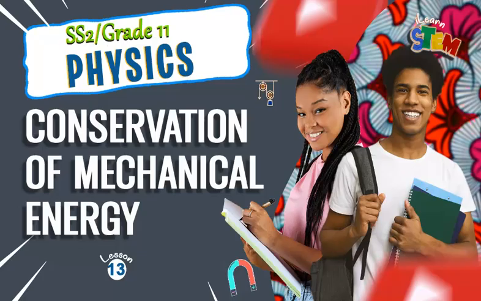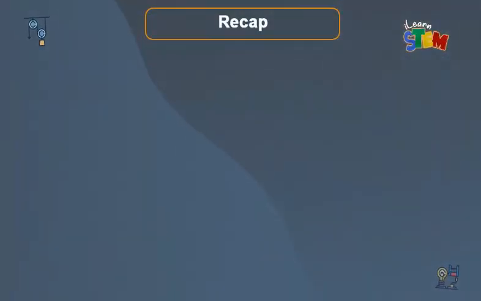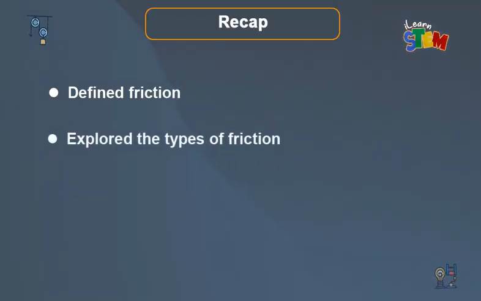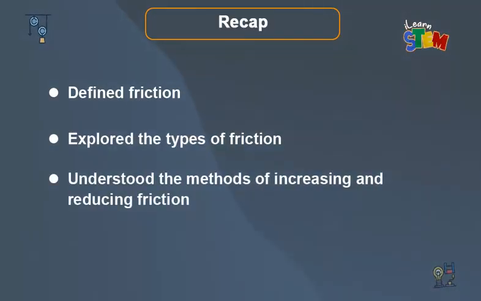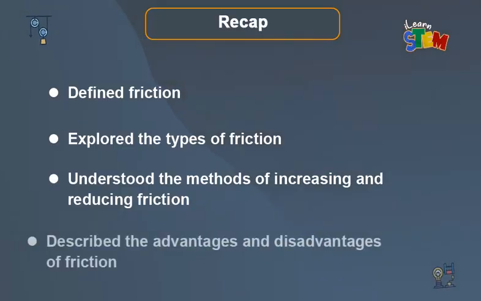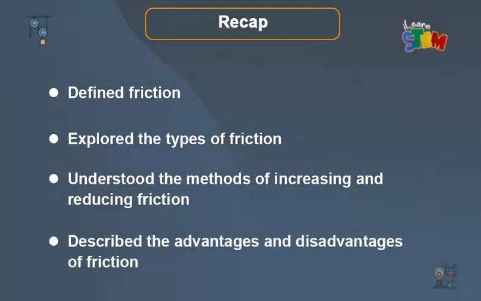But before we proceed, let's quickly recap what we learned in our previous lesson. In our previous lesson, we defined friction. We explored the types of friction. We understood the methods of increasing and reducing friction. We also went ahead to describe the advantages and disadvantages of friction. And it was really interesting.